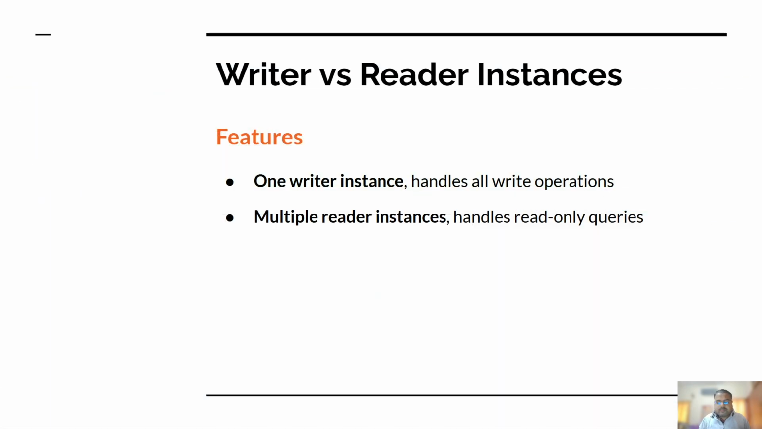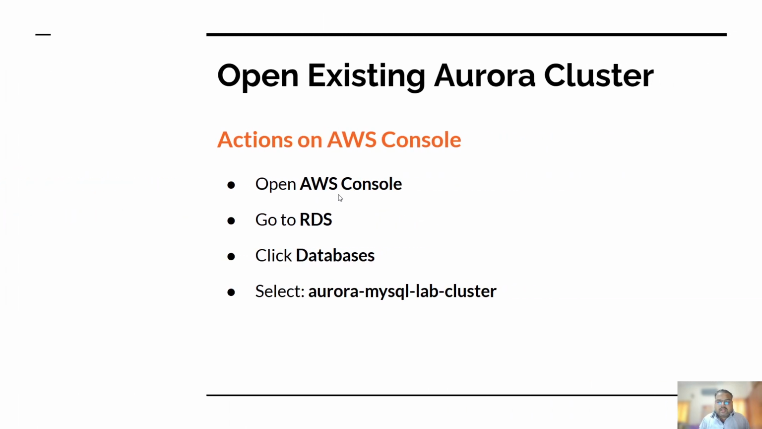Going back to the slide, so we have opened the AWS console and go to the RDS and then click on the databases, and we have created our Aurora MySQL lab cluster. If you already have, it will be good. Else we will follow the same process to create the Aurora cluster.